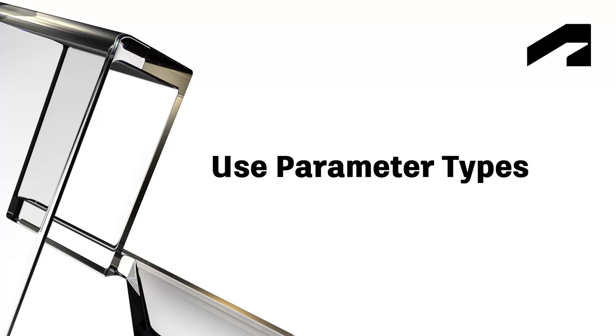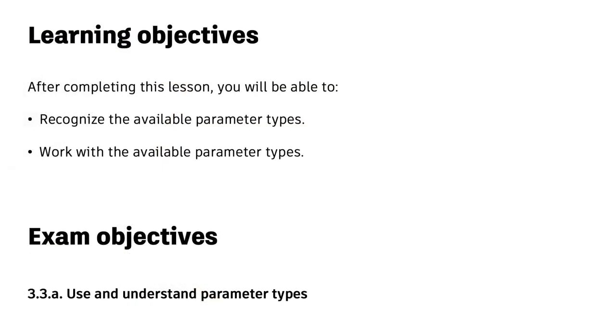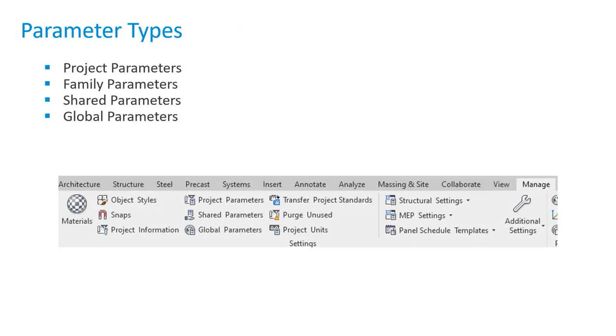In this video, we will cover recognizing the available parameter types and working with the available parameter types. When working in Revit, information is key. In order to add information to a building model, it needs to be added to a parameter.